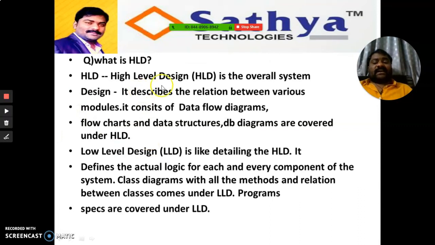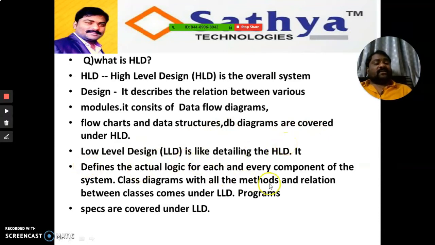What is HLD? High level design. It is the overall system design. It describes the relation between the various modules. It consists of the data flow diagrams belonging to your entire project, flowcharts belonging to your entire project, data structures, database diagrams, everything is covered in HLD. LLD is detailing the HLD.